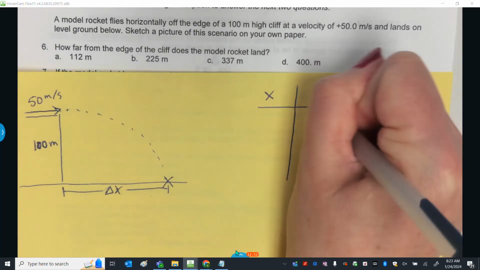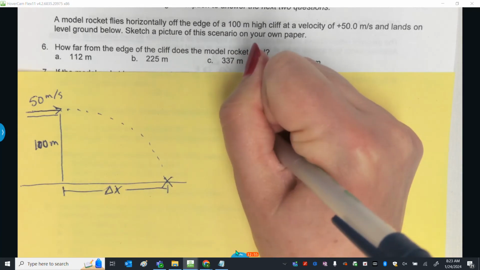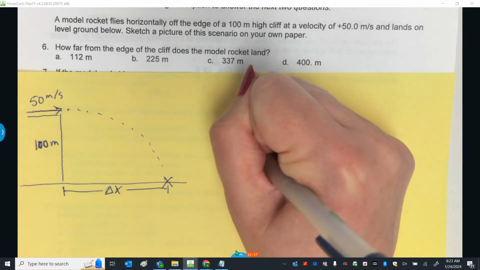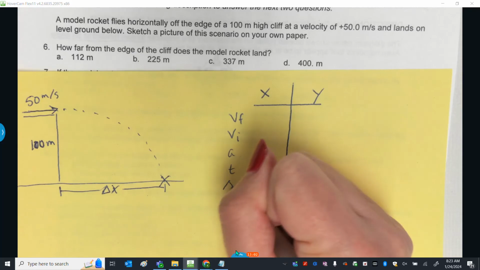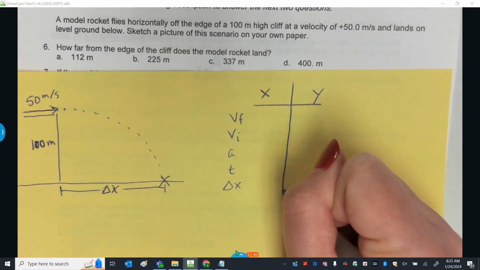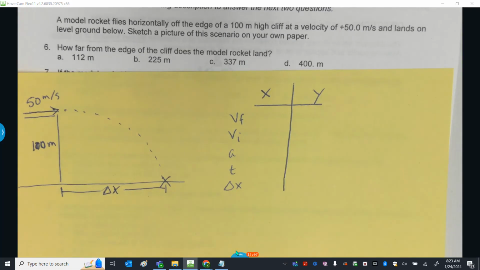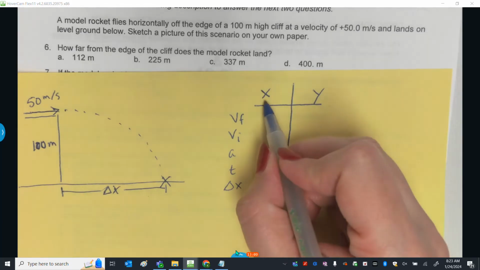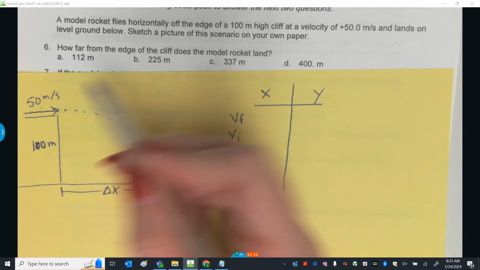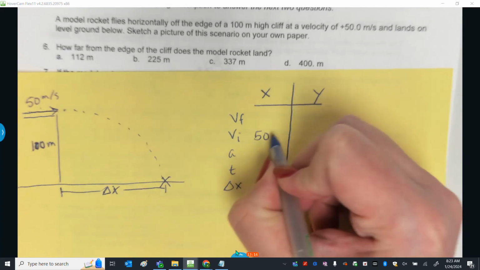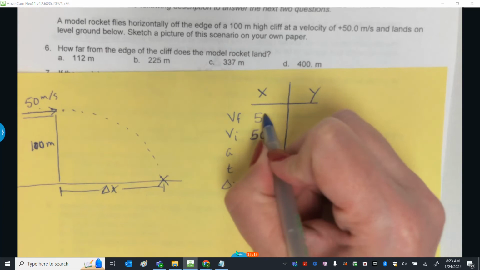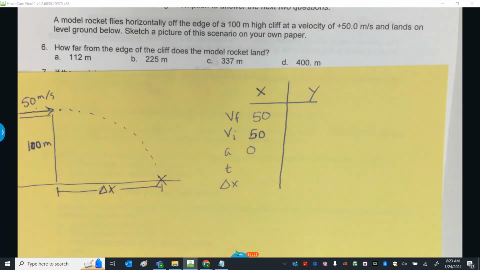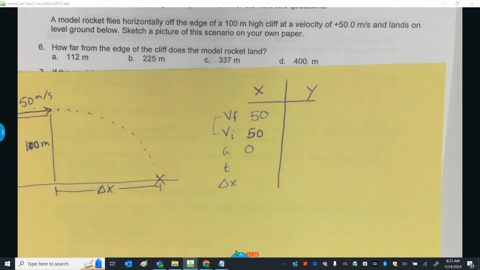And I'm going to be labeling those variables we've been looking at this unit that we use in those kinematic equations, VF, VI, A, T, and delta X or delta Y. So if I take a look at this, I know my horizontal velocity is 50 meters per second, and that's my initial launch velocity, but it's also my final velocity because horizontally my acceleration is 0. Again, this is always true. Horizontally, these will always be equal to each other.